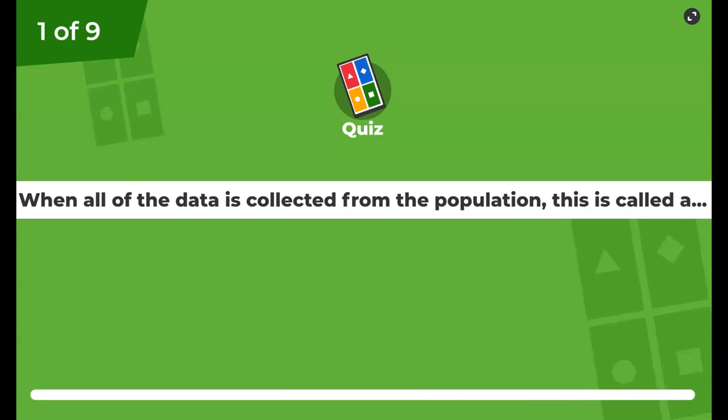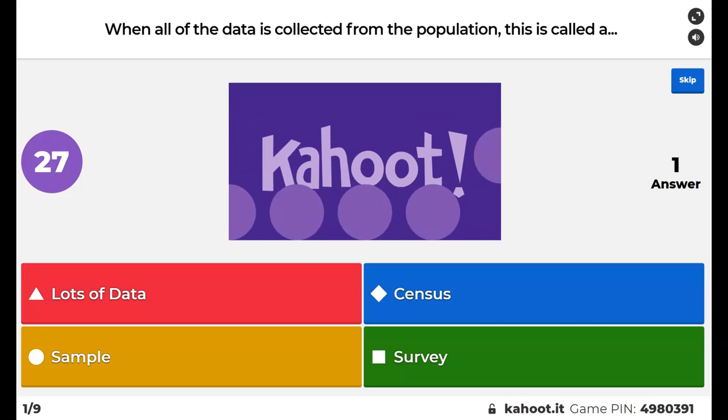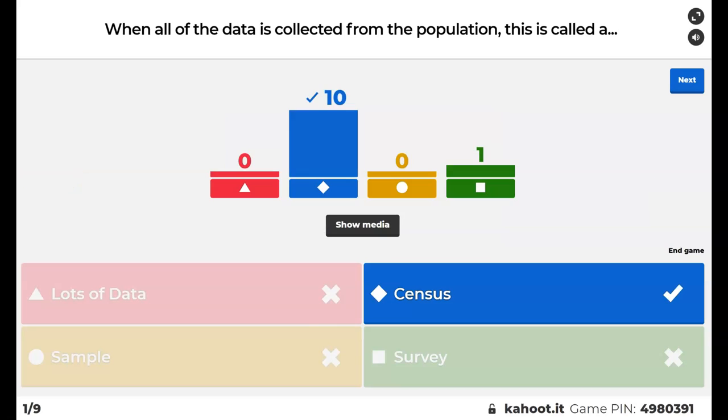So when all of the data is collected from a population, this is called a census. Okay, census, good.